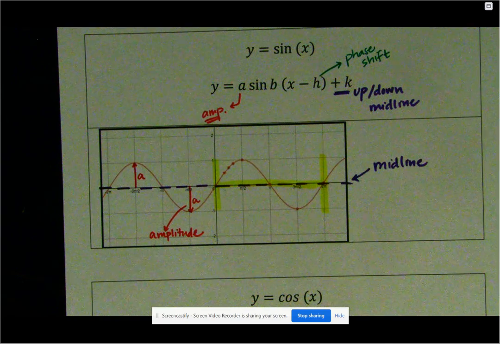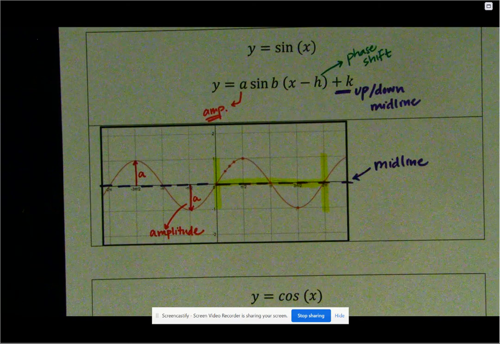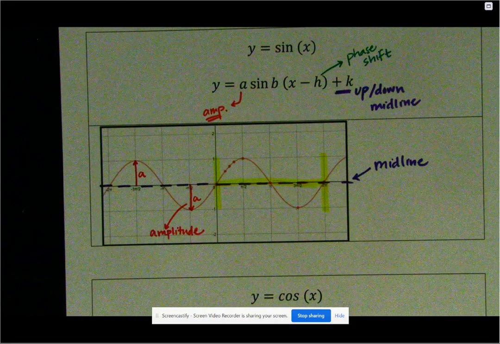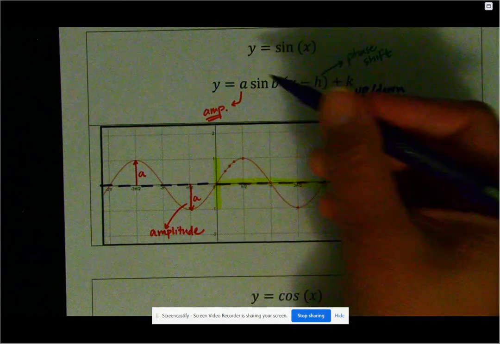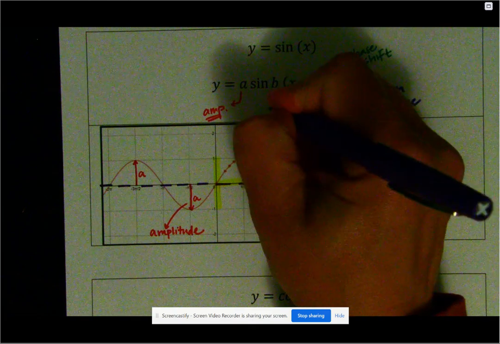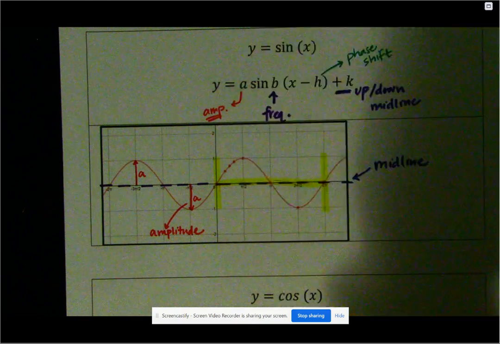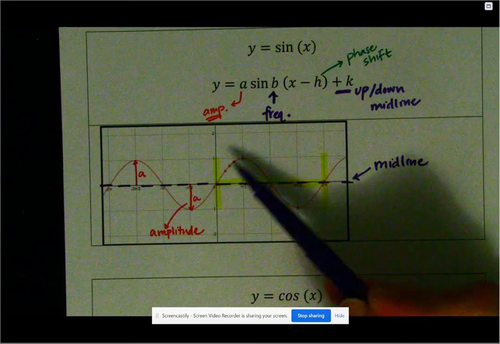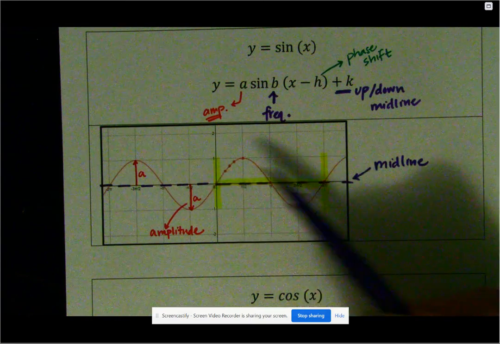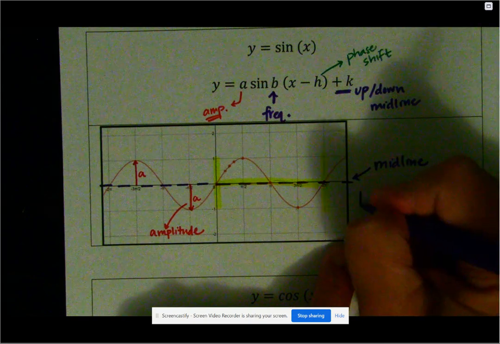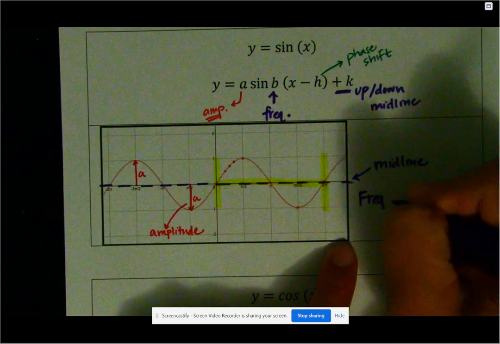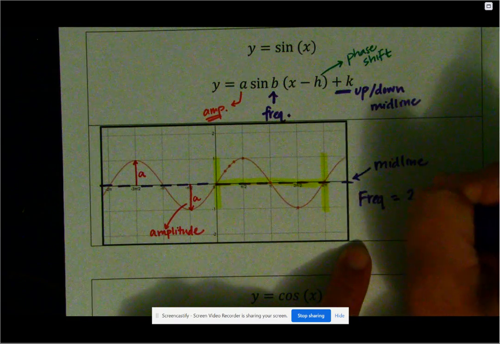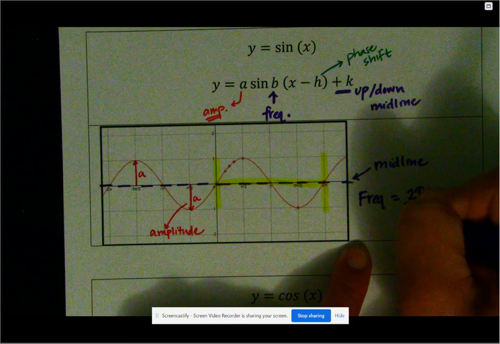This B value is called the frequency. Let me just write this in. The frequency is how many times it goes through the cycle between 0 and 2 pi. But there is a calculation. The frequency is a number that you will get, and how you get it is you take 2 pi divided by the period.